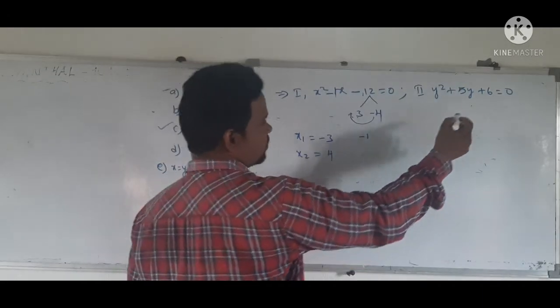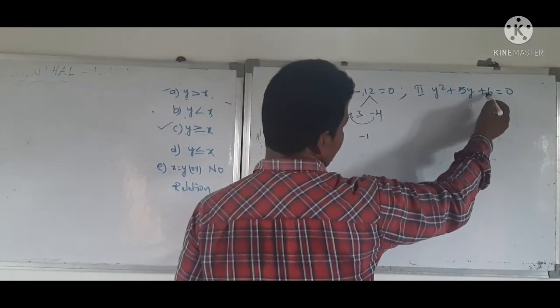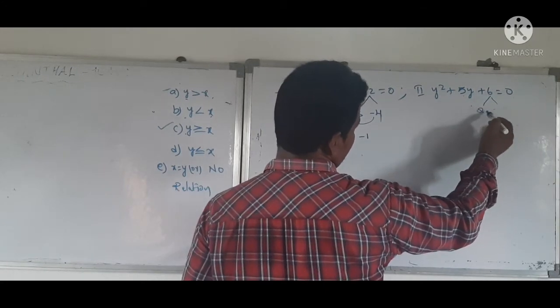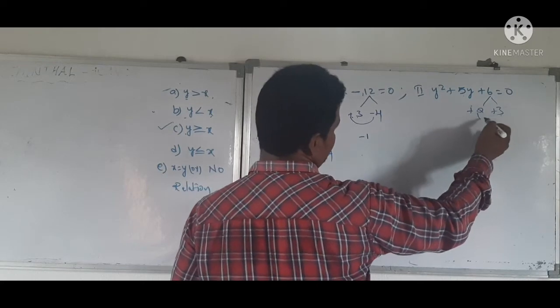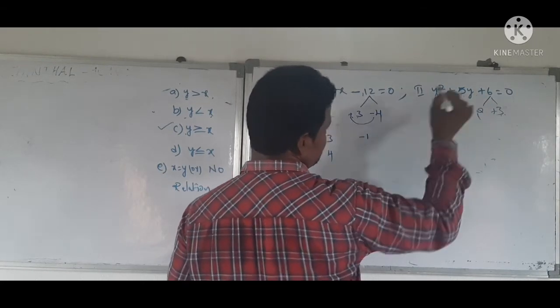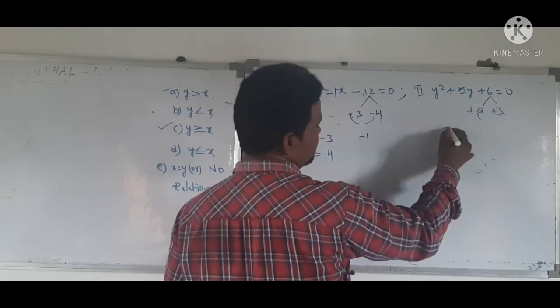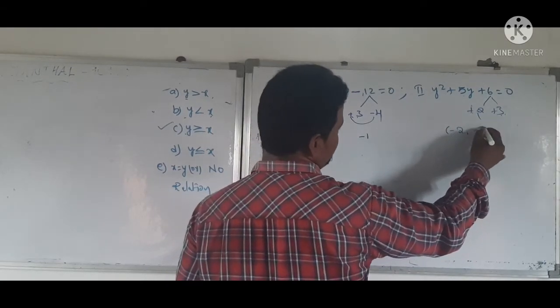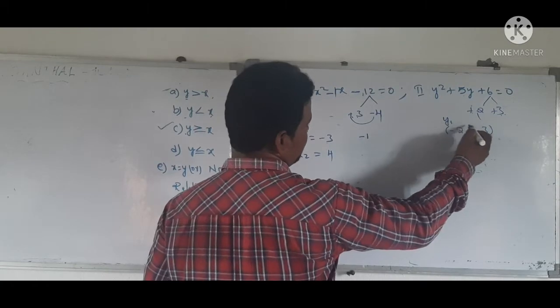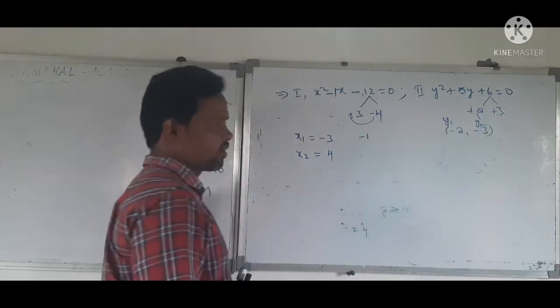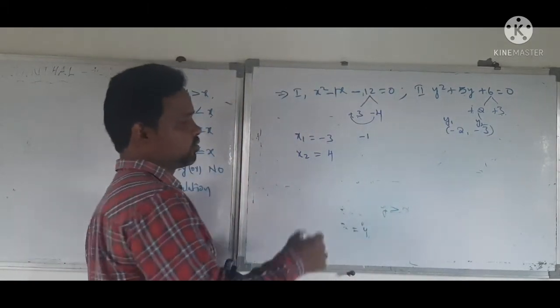The latter is y square plus 5y plus 6. That's why 2 into 3, both are plus. 2 plus 3 gives 5. Now our answer is minus 2 comma minus 3. These both are y1 comma y2.